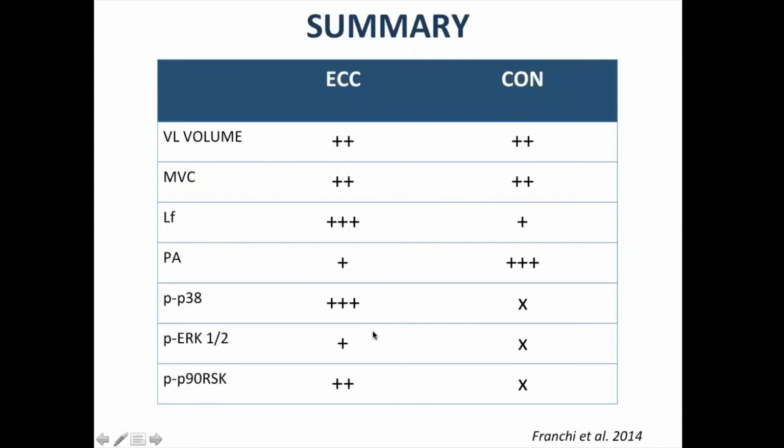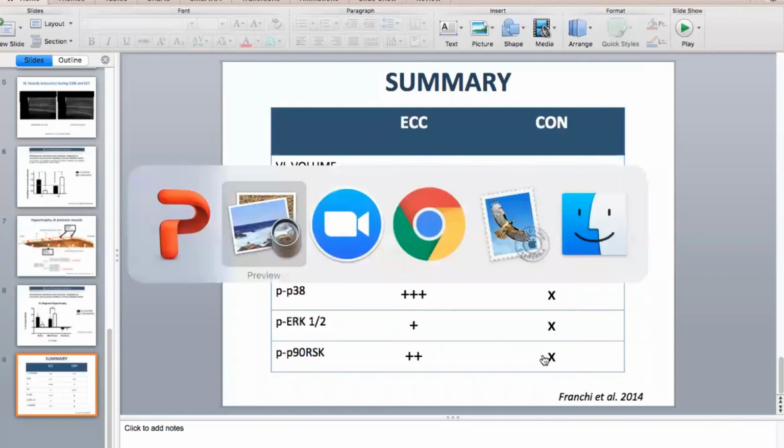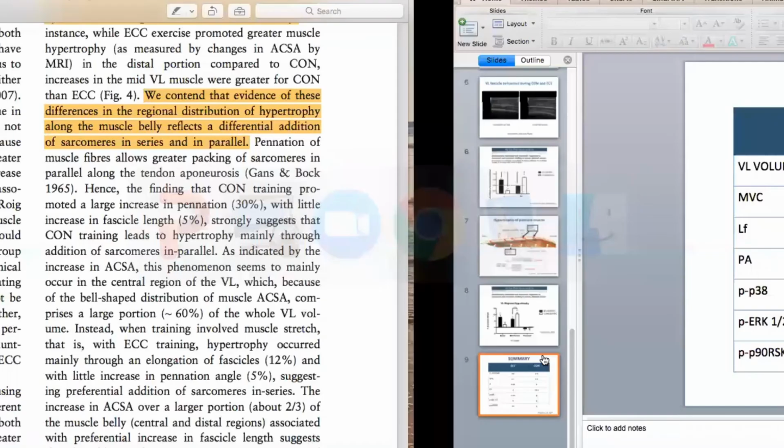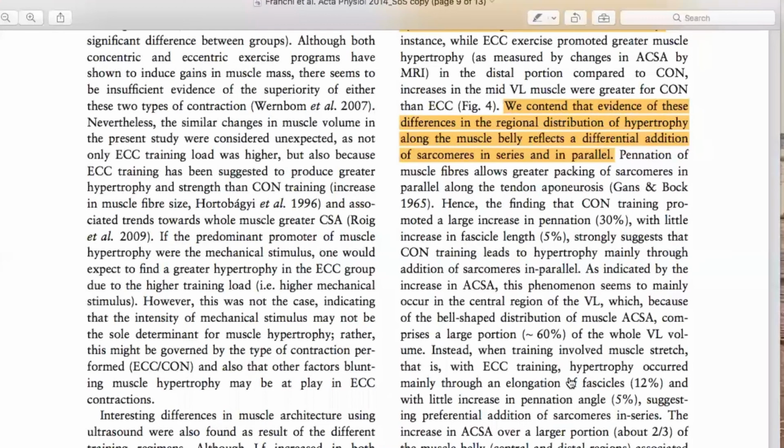So it was a similar increase in vastus lateralis volume, so similar morphological response, similar increase in strength, but with completely different remodeling patterns. And well, we found the MAP kinase family to be more phosphorylated and more activated after eccentric exercise and non-activated after concentric exercise. So we cannot basically say that this is the real reason.